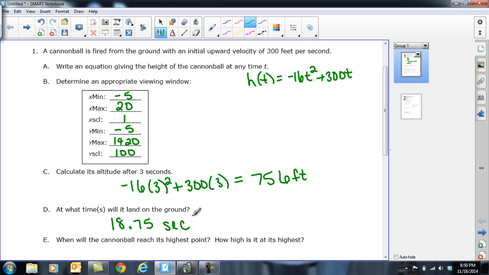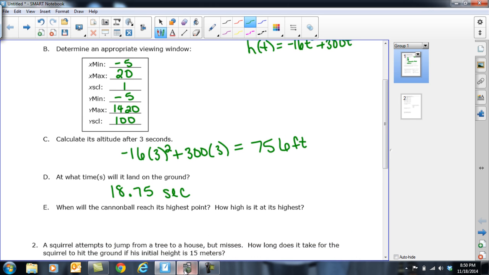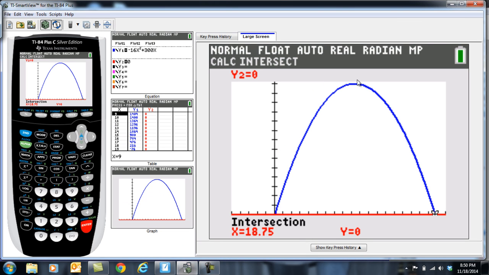Now the next question is, when does it reach its highest point, and how high is it at its highest? Well, that is the vertex of our parabola, and we have it right here on the graph up here. And I can have my calculator go find that point for me so that I can know what the x and the y value are. Instead of plugging in values and using my formula for the vertex, the calculator will find it. Since this is at the top of the parabola, it's the maximum.